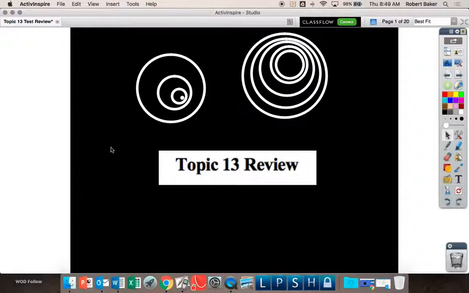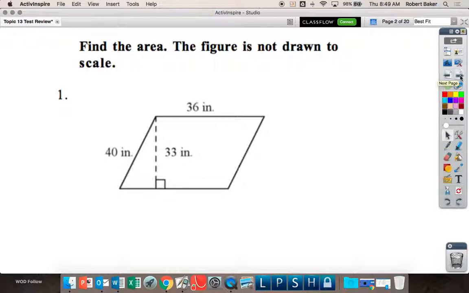Things in this topic. One of them was the area of parallelograms. So before you can finish this problem or start this problem, what is the formula to find the area of a parallelogram? Base times height. So the area of this parallelogram is equal to the base times the height.